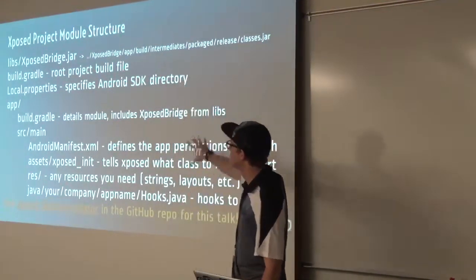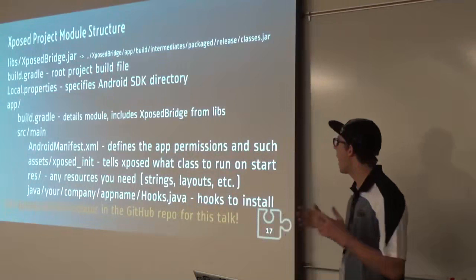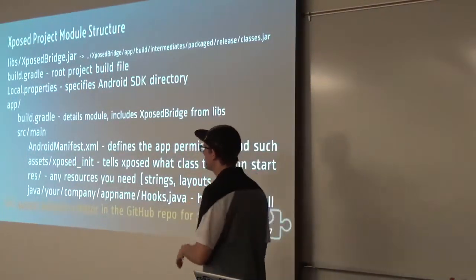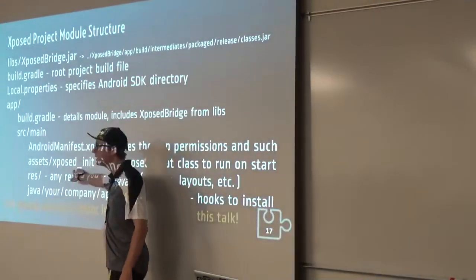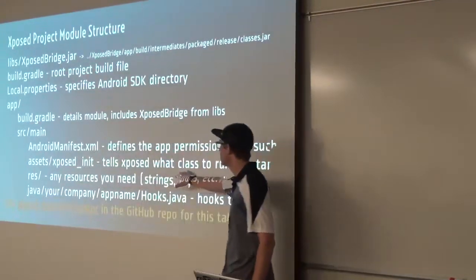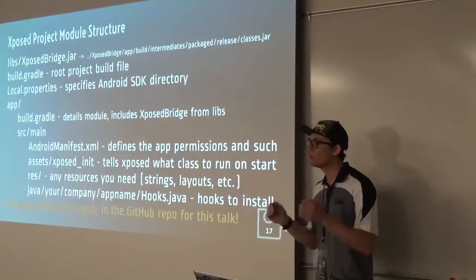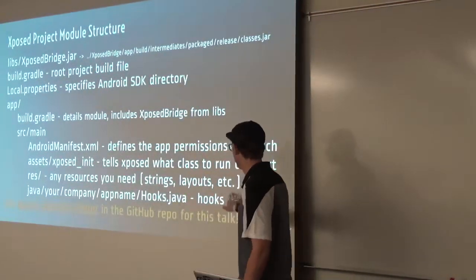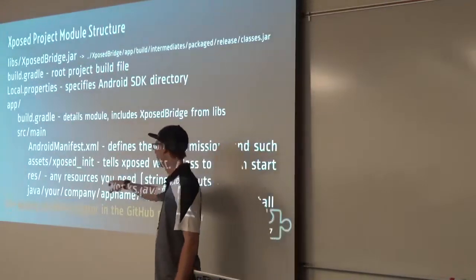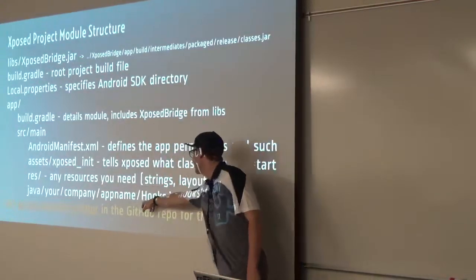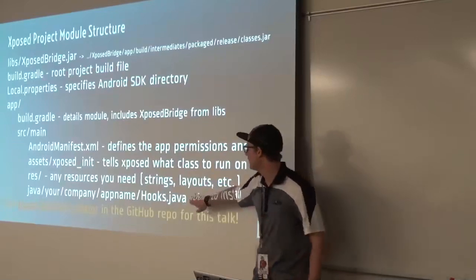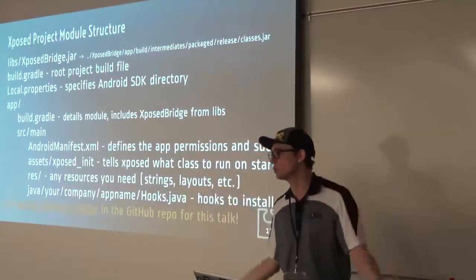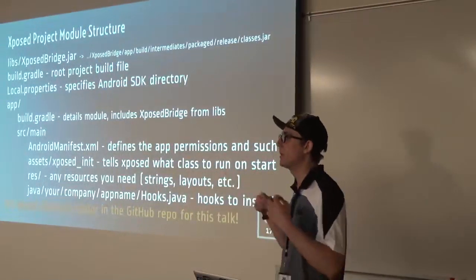This is just the whole project structure. I'm not going to go over this too much because there's examples of it. The only important thing to note is xposed_init, which is a new thing, which is added as an asset that basically says run this class when this module starts. Like grab this class, which is the one that'll be in here: java, your company, whatever, app name, Hooks.java. So this path, minus the .java, will be in xposed_init saying, when you load this module, load up this code, and that'll do the hooking.